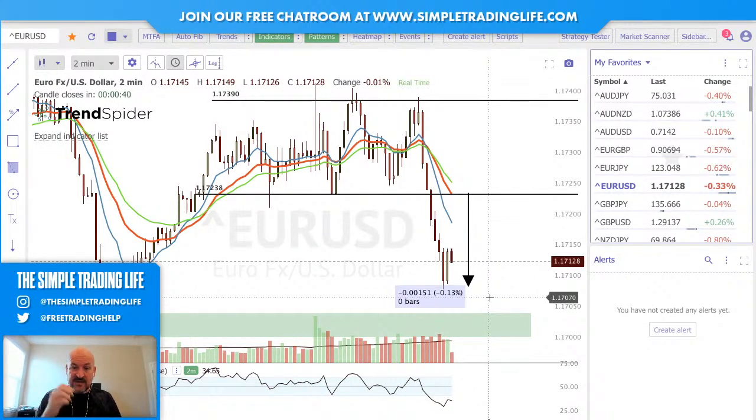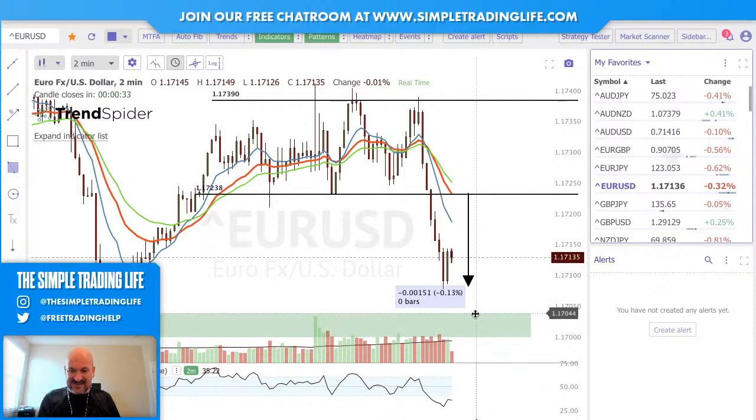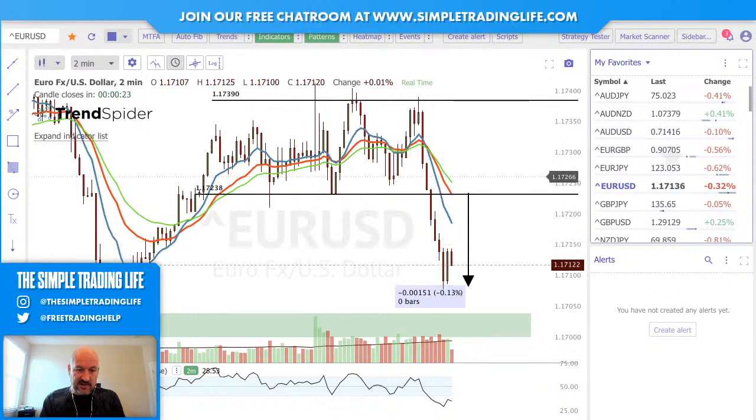All right, now you could also just be looking for this target. So down here, what did we say? This was 19 pips. So if it made it all the way down to here, you'd make 19 pips. That's another way of doing it, right? You pick out a target based on the candle structure.